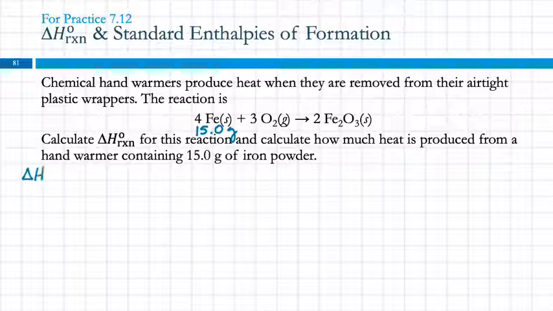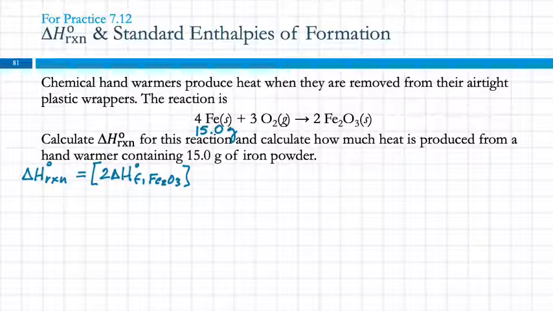So the standard heat of reaction is going to be the heats of formation of the products. So 2 times the heat of formation for the Fe2O3, minus the heats of formation for the reactants. Well, there's 4 irons and 3 oxygens.